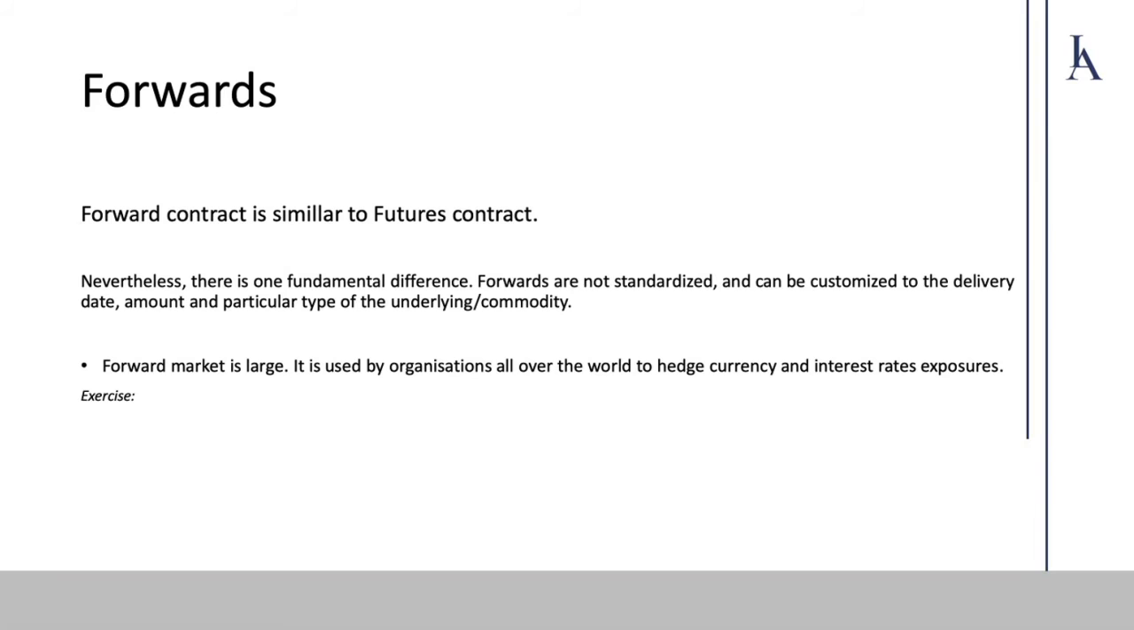Yes, so a forward is similar to the futures contract, but one fundamental difference is that it can be tailored. It can be tailored between me and you, companies, institutional investors, but the principle works in the same manner as it is with the futures.